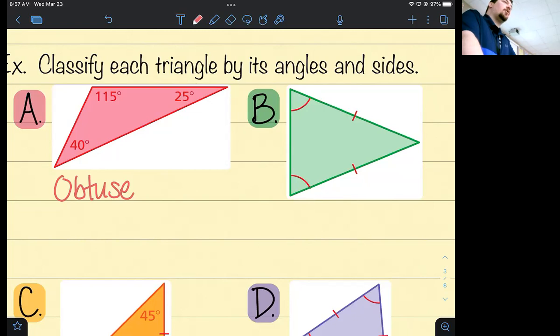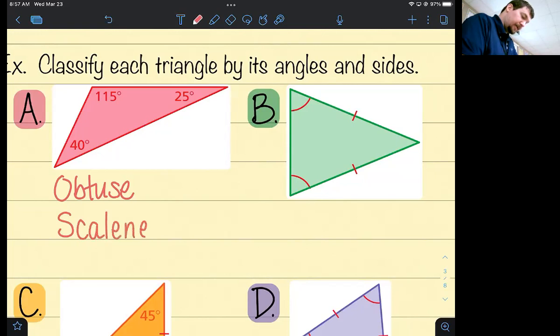How many tick marks do you see? Any sides that are the same on this one? No. So what do we call a triangle that doesn't have any equal sides? Scalene. S-C-A-L-E-N-E. Scalene. Fortunately, spelling's not going to count on your quiz Friday. I just need to know what word you're trying to spell.